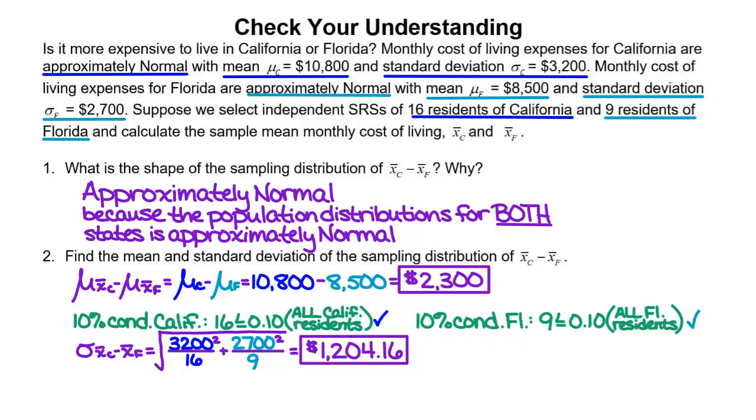Are we good on 1,204 and 16 cents? All right, then let's go on to part 3 then. You might need to recalculate. If you did not have this originally as your standard deviation, you might need to recalculate your probability here.